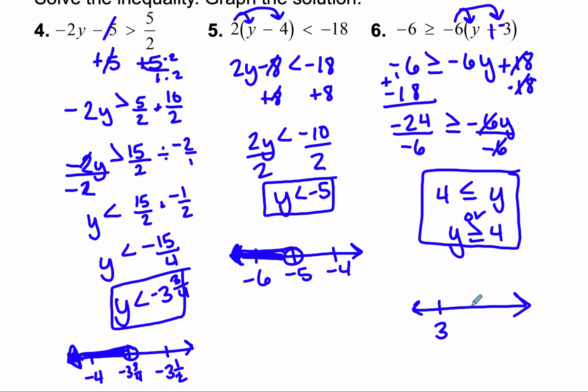Okay, 3, 4, 5. Closed circle on the 4, because y can equal 4. We're going to shade to the right. If we picked the number 5, that would be true for either inequality. 4 is less than or equal to 5, or 5 is greater than or equal to 4.